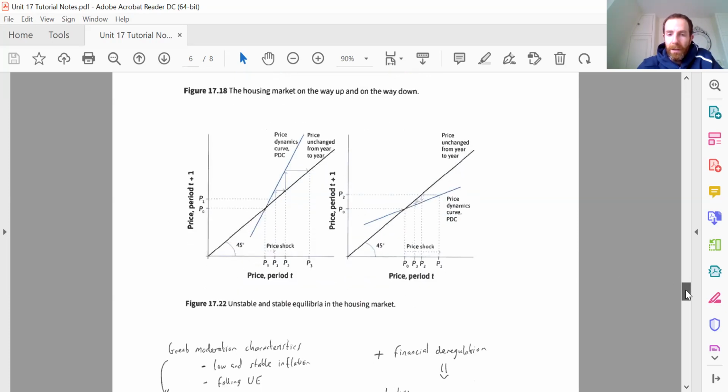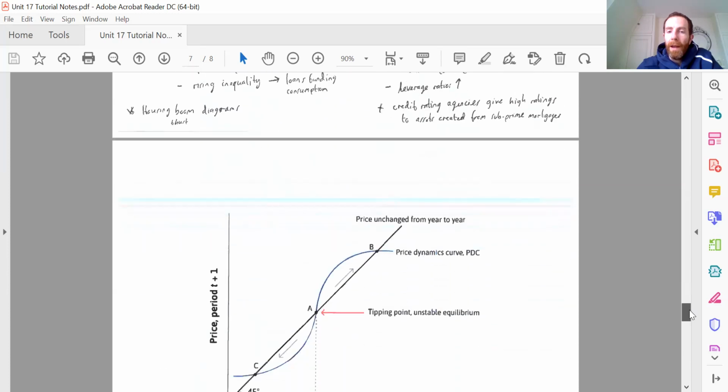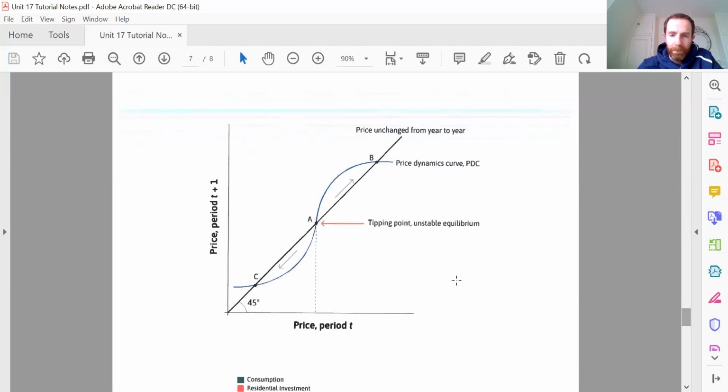Now what we're going to imagine is a slightly more complex model, which is where we have an S-shaped price dynamics curve. So what this one is designed to show us is how we can get both a bit of a boom and a bit of a bust. So let's imagine that we are at point A, and you can see it's labeled as a tipping point, an unstable equilibrium. Because if we imagine that we're at point A, and then there's some shock which pushes the price over here, so what's going to happen? Well, we go up to our price dynamics curve to tell us what the price is going to be tomorrow.